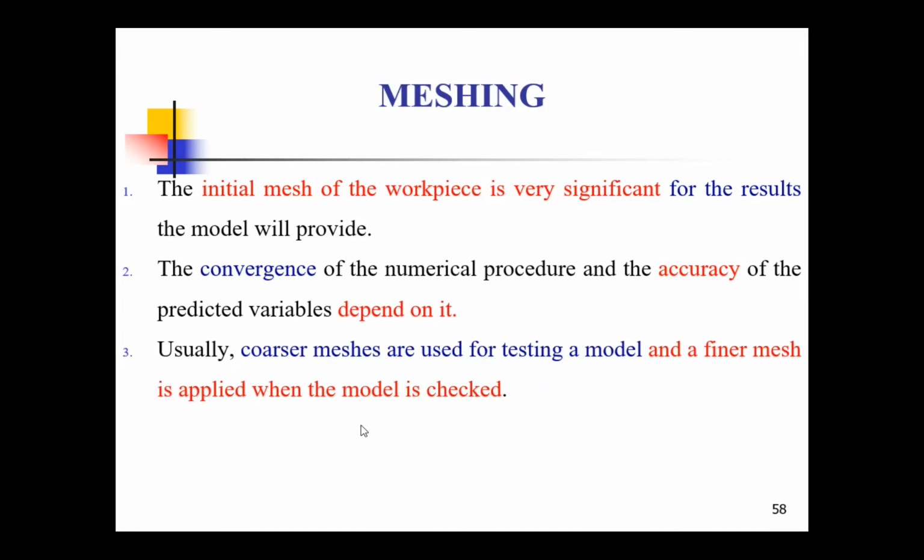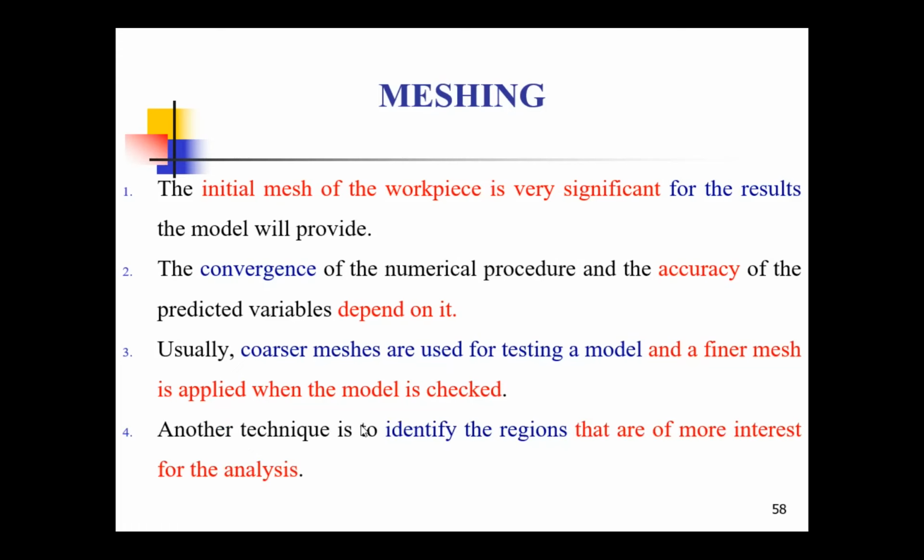So testing and checking. Testing, just how it is, what type of chip is produced, that we can decide by using a coarse mesh. The finer mesh, if I want to check how a system behaves, how the turning processes behave, then I have to go with finer meshing. So the accuracy level will be higher in a finer mesh, and the computational time will also be higher in a finer mesh.